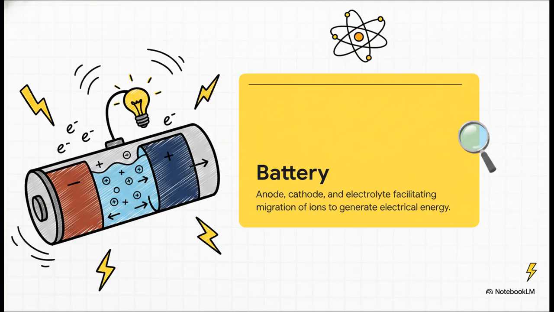Then we have the cathode, and that undergoes reduction, meaning it readily accepts those electrons. And sitting right between them is the electrolyte. That's a chemical medium that facilitates the migration of ions. So this whole setup is where spontaneous redox reactions occur, physically pushing electrons through a wire to power your life.